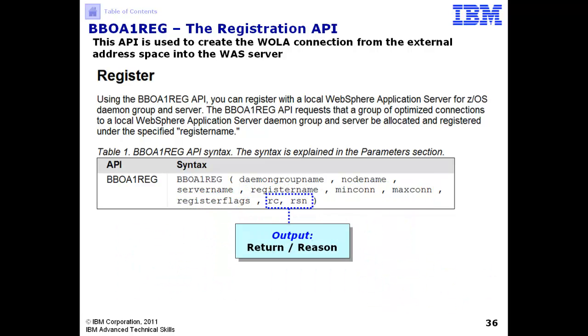The last 2 parameters are return values. This is what this API returns after your program invokes the API. The 2 parameters are return code and reason code. Again, the InfoCenter article has a complete write-up of return code and reason code pairs for each API and what non-zero values mean.